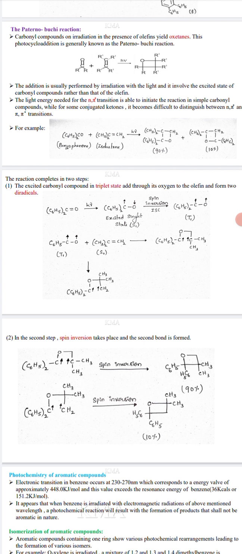So this is how the Paterno-Buchi reaction, which we call a photocycloaddition reaction, happens between a ketone in an excited triplet state and an alkene in a singlet ground state, which react with each other in presence of light to form an oxetane.